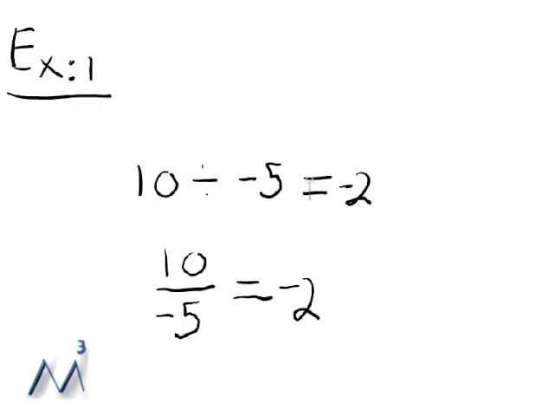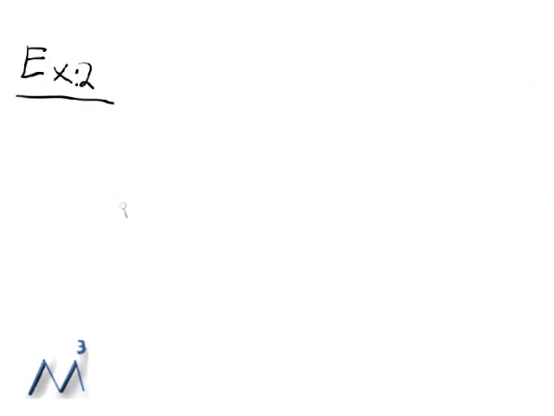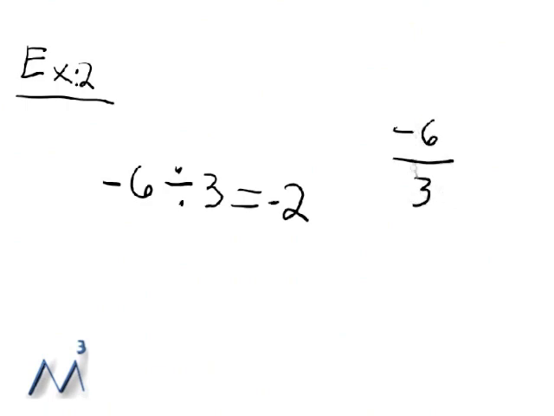Let's go on to another example. In example 2, say we have negative 6 divided by 3. Go ahead and do the regular division, and you get 2, but since this is negative and that's positive, you get an overall negative. You can also write this as negative 6 on top and a positive 3 on the bottom. You do the division first, you get 2, but since the negative 6 is on top and the 3 is a positive on the bottom, you get an overall negative.